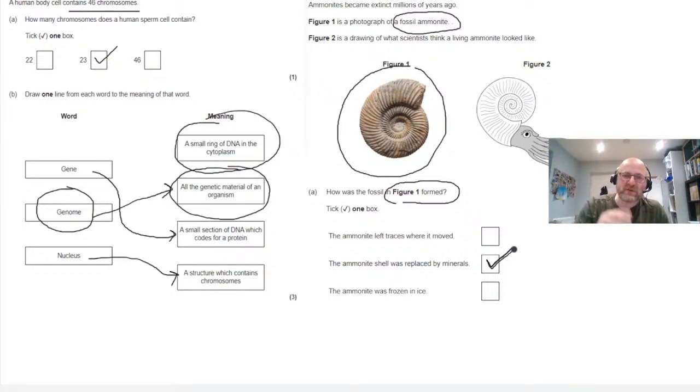And the ammonite was frozen in ice? No, if it was frozen in ice, we'd still have its face, its eyes, and its little tentacles. So frozen in ice or stuck in amber or in a peat bog where it can't decompose, we'd still have all the other bits. Now, why is the fossil record not complete?